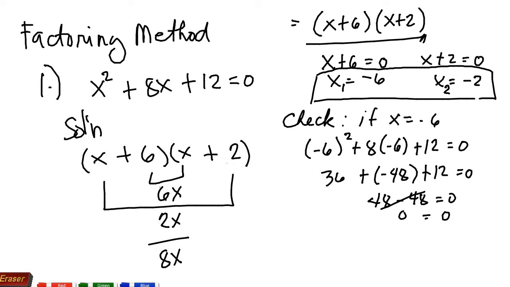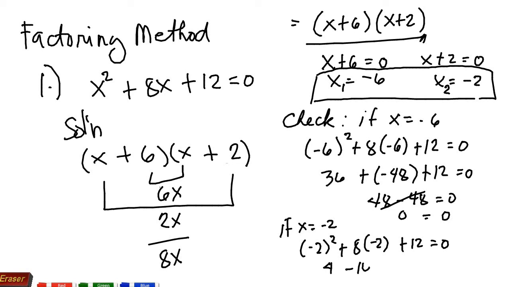That means that negative 6 is correct. Now how about the other factor? How about the other root? If x is equal to negative 2, then we have negative 2 squared plus 8 times negative 2 plus 12 is equal to 0. So you have positive 4 minus 16 plus 12 is equal to 0. Therefore 16 minus 16 is equal to 0, or 0 is equal to 0. So that means that x equal to negative 2 is also the correct value.